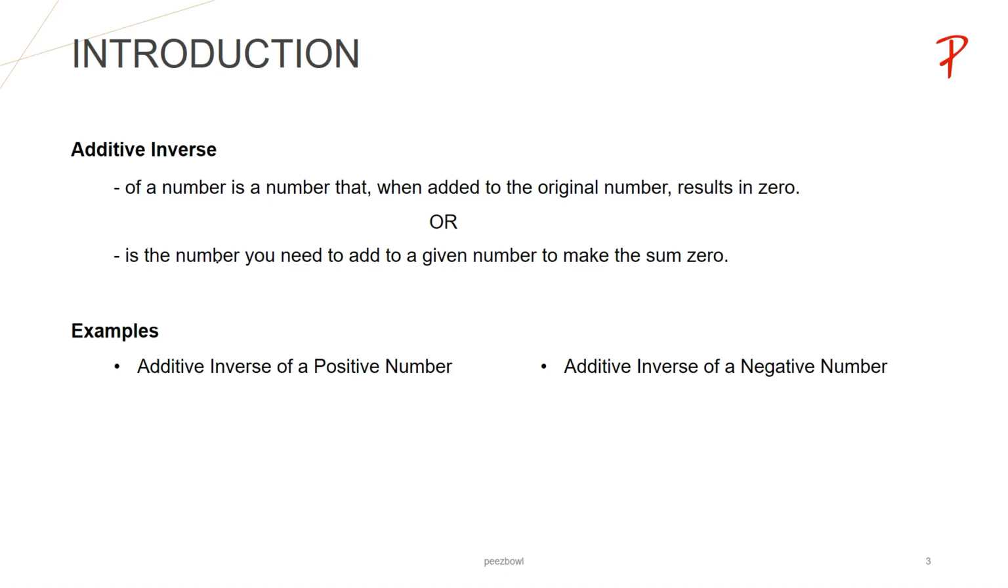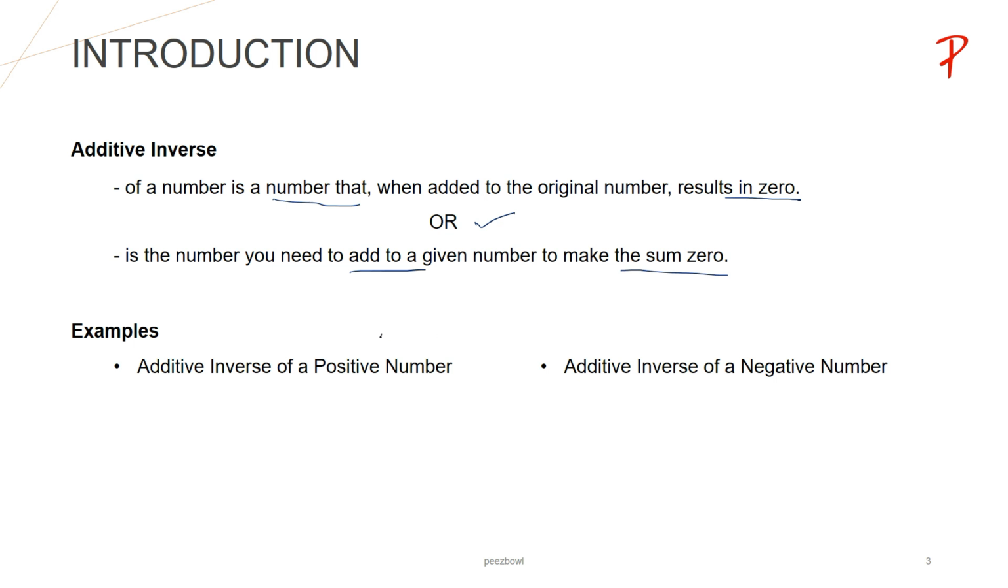Okay, let us focus on what is additive inverse. The additive inverse of a number is the number that when added to the original number results in 0, or additive inverse of a number is the number you need to add to a given number to make the sum 0. What does that mean?